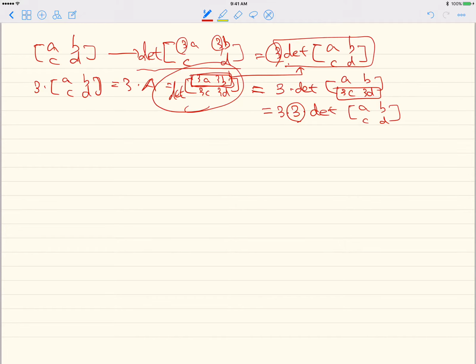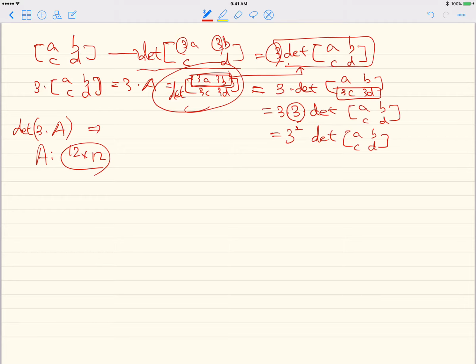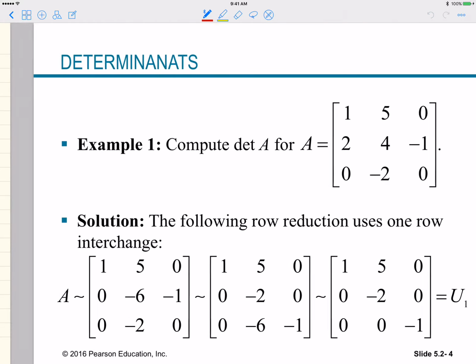Okay, so in that case, it's actually 3 squared times the determinant of the original matrix. And in this case, as you imagine, the determinant of 3 times A, and suppose A was a 12 by 12 matrix. So the matrix size is 12 by 12, and then this will be 3 to the power of 12 times the determinant of A, because we are handling each row one by one, right? Okay.